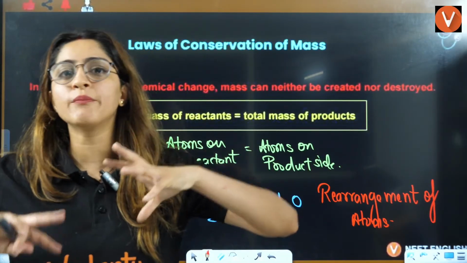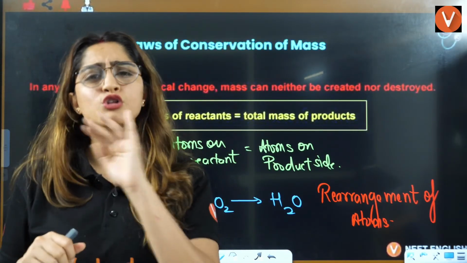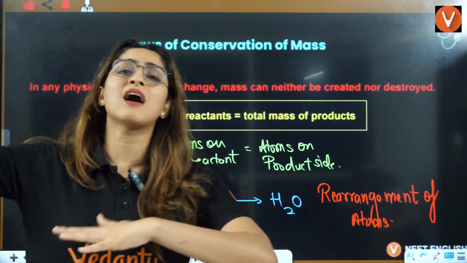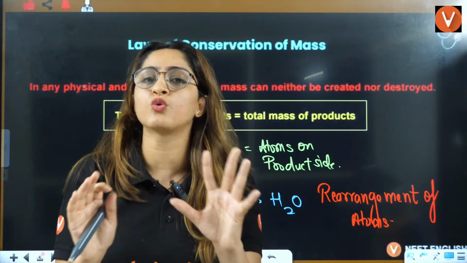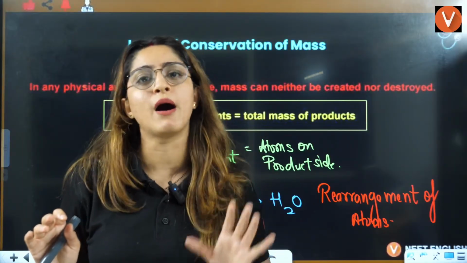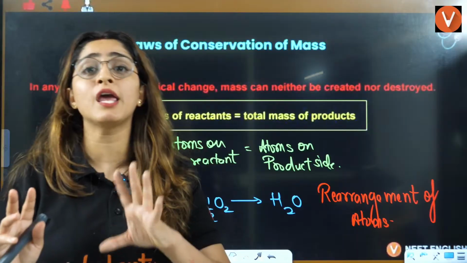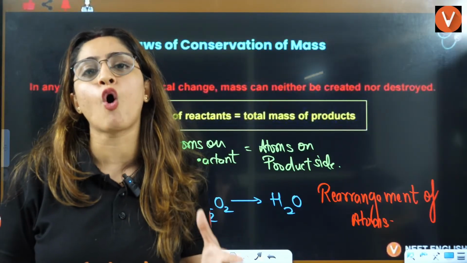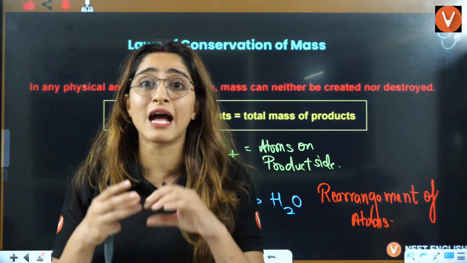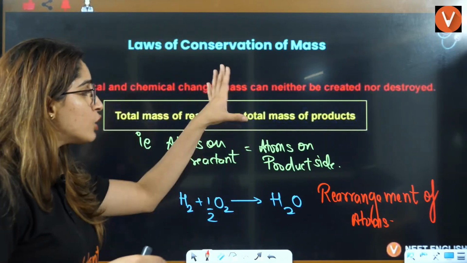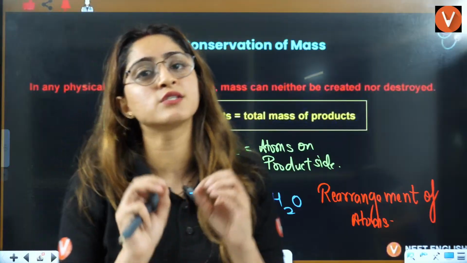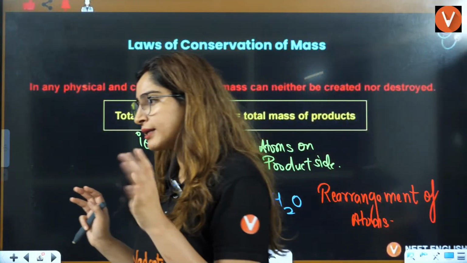It's not like some new atom will be generated. That happens in nuclear reactions, and nuclear reactions do not follow the law of conservation of mass. We will also see what the drawbacks of the law of conservation of mass are, what things don't follow it, but generally the law of conservation of mass is followed.